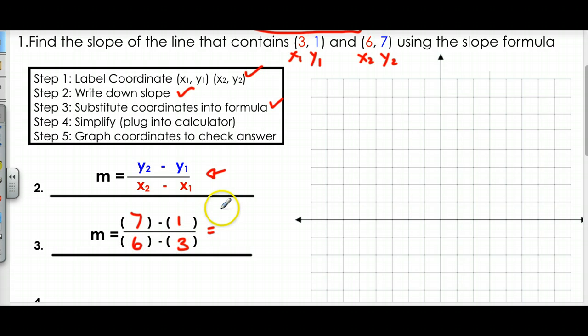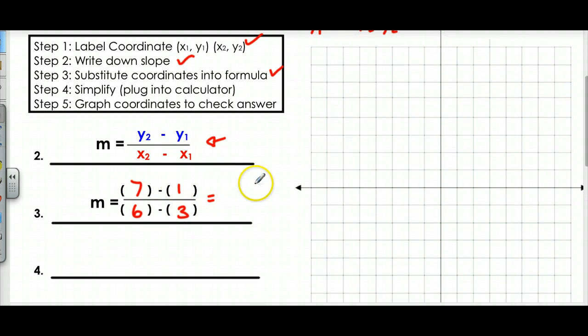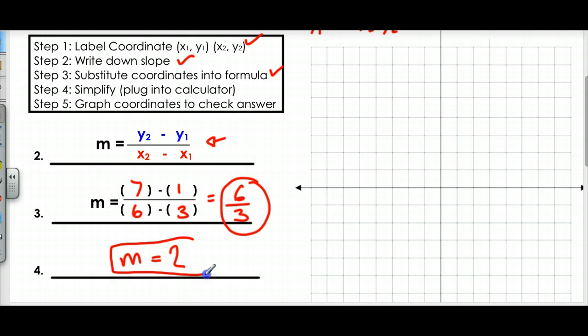You put this into your formula, and you get 7 minus 1 is 6, 6 minus 3 is 3. And what you do is take this number and put it into your calculator so you can reduce it, and 6 divided by 3 is 2. All slopes need to be reduced, so don't just leave it like this. You have to put it into your calculator to reduce the slope.